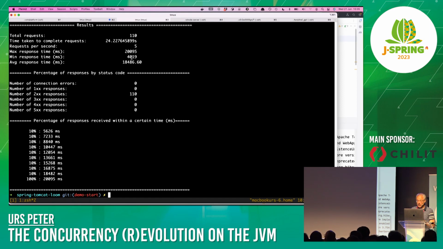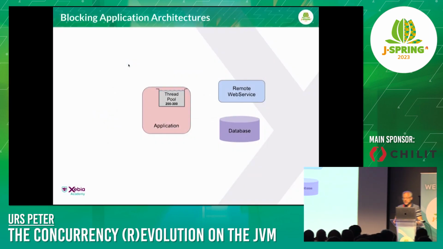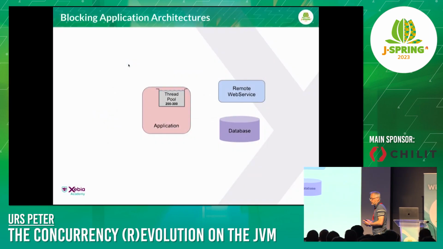So our min response is 4 seconds. It's only the min. The average is 18 seconds. 18 seconds. So it's more than 4 times longer than expected. How is this possible? In order to understand this, we need to know what these architectures look like.